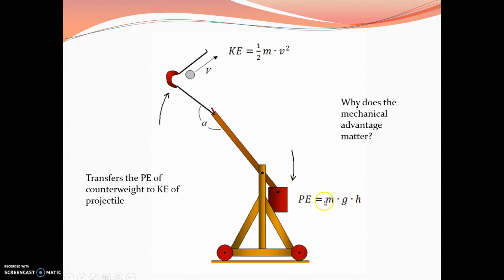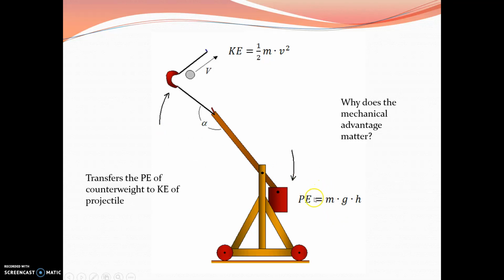How you find that stored energy is you take the mass of the counterweight times the gravitational constant. That's always going to be 9.8 meters per second squared. Maybe you've used 10 meters per second squared in the past, but 9.8 is more accurate. Then times the height. In this case, we're trying to find a change, so you would put the change in height, how much it fell by, in order to find the potential energy.